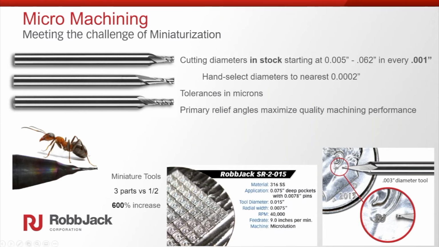Here's another example, obviously not a medical part, but just to show how small the tool is. This is a dime, and that's a 3/1000ths diameter that we did a little logo on his ear. And then, here's an example of using a 15/1000ths diameter tool, and you can see all the intricate details, and things are just getting smaller and smaller in the medical field. Actually, in the majority of the fields, we're seeing things get smaller and smaller all the time.